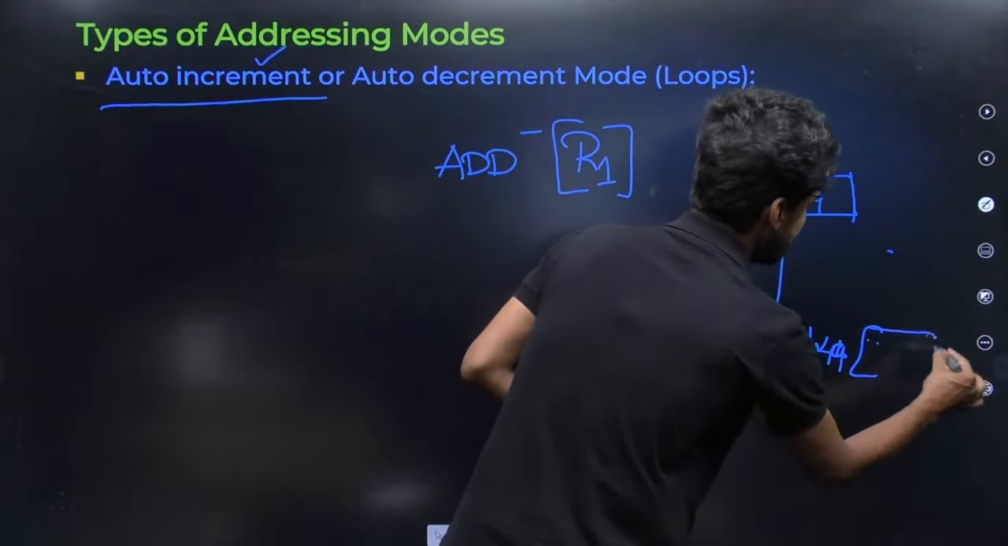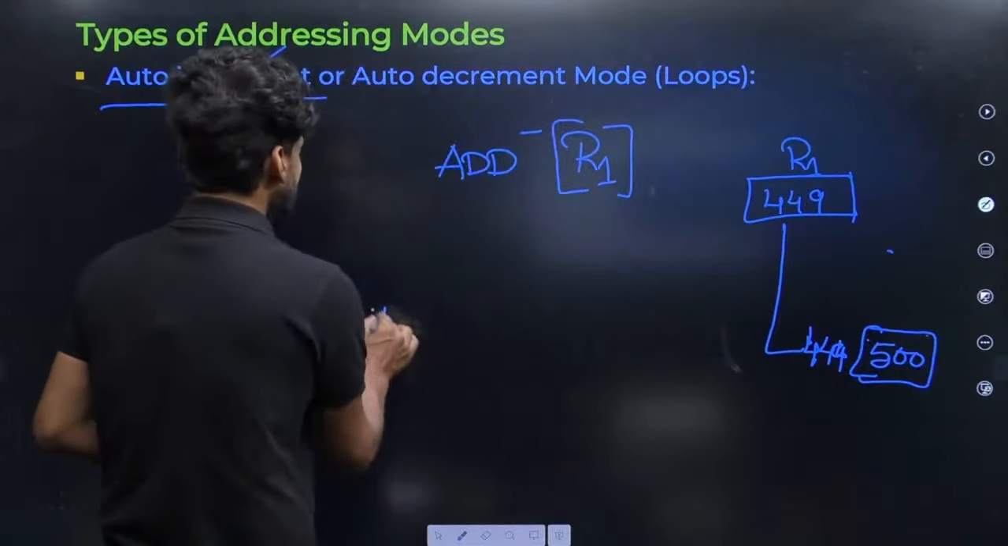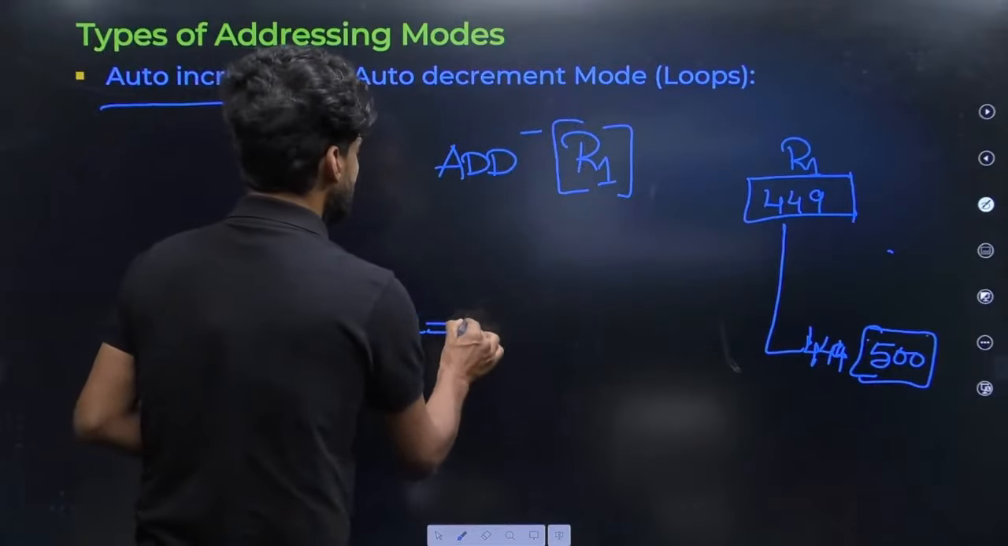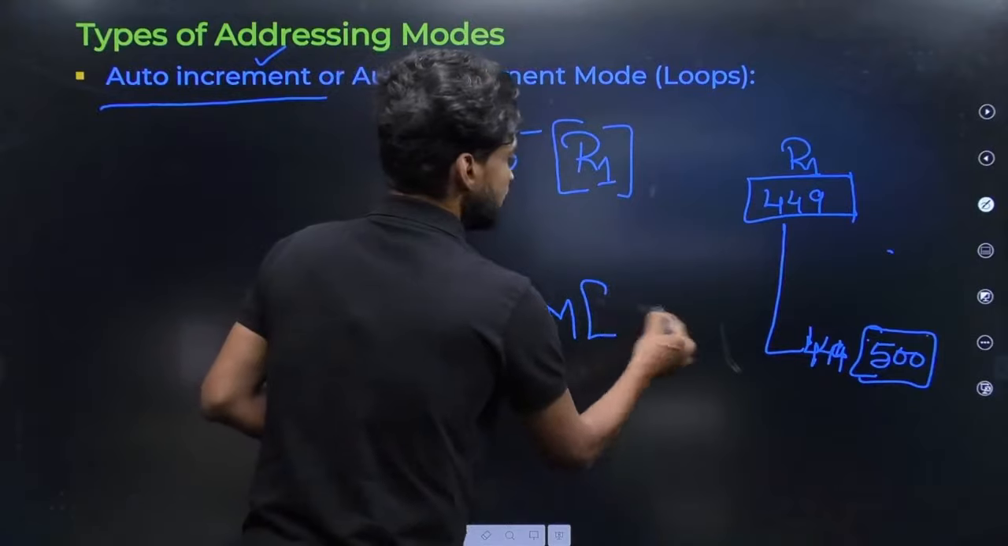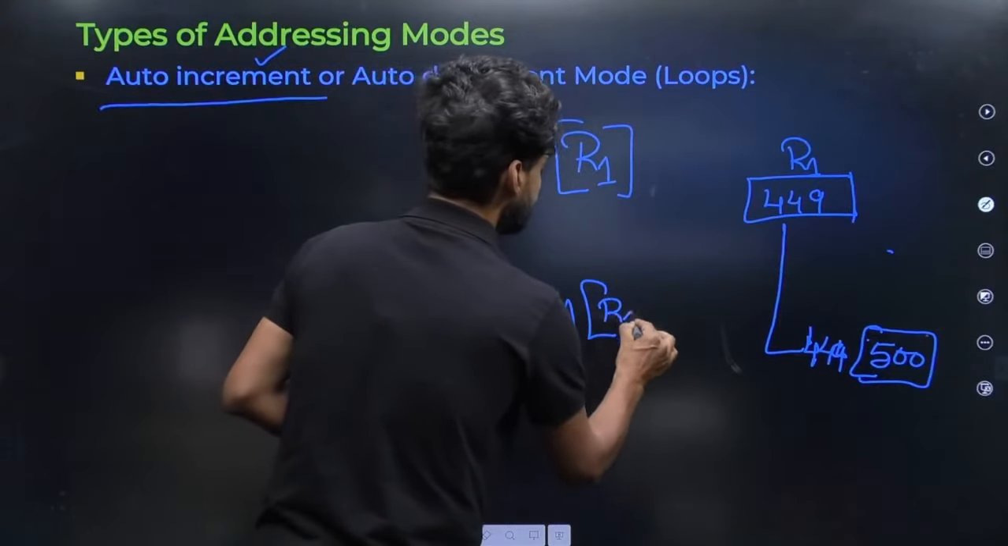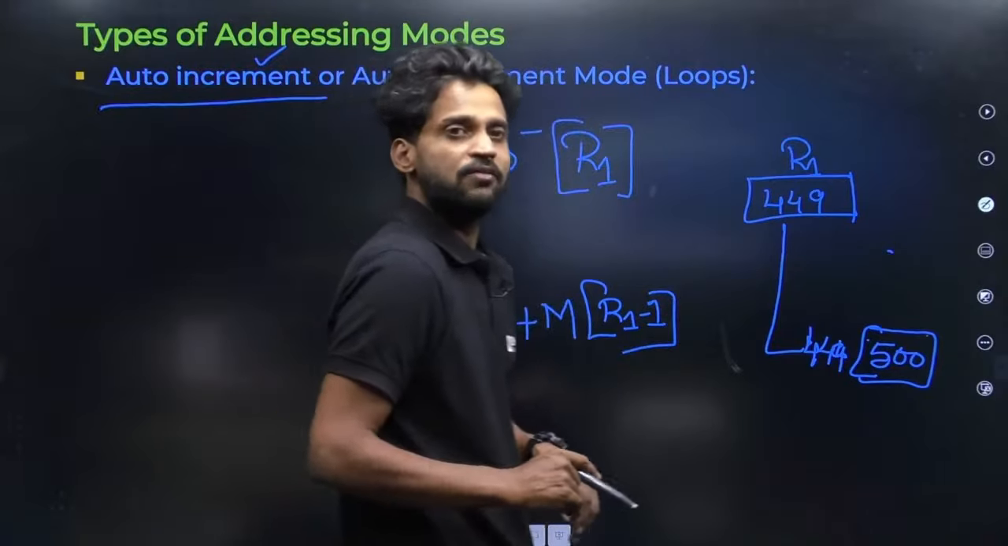In the main memory, let us say there is 500. This content will be taken and added to accumulator. Accumulator is equal to accumulator plus memory of R1 minus 1. Okay, I hope you understood the difference.